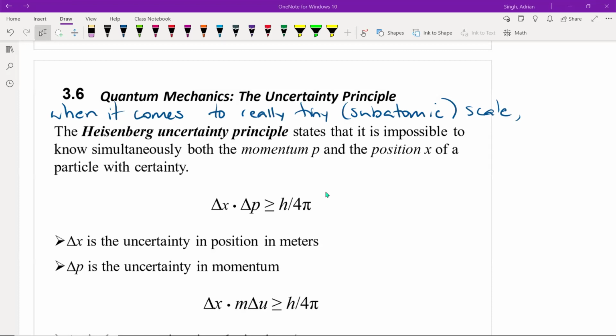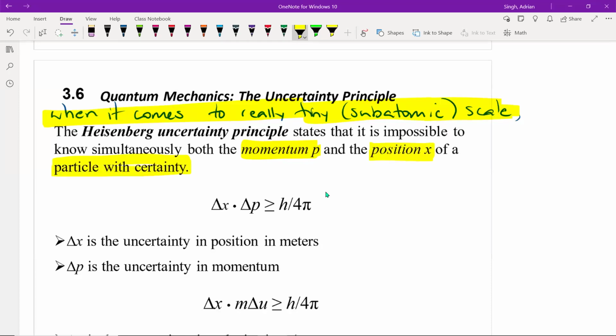But it doesn't make a whole lot of sense on the macroscopic scale. On a submicroscopic scale, though, it actually does make sense. So this applies to the realm of the really, really, really tiny. Okay, so on a subatomic scale, electrons, protons, neutrons, etc., the Heisenberg uncertainty principle says that it is impossible to know both simultaneously, meaning at the same time, both the momentum, p, and the position, x, of a particle with 100% certainty.